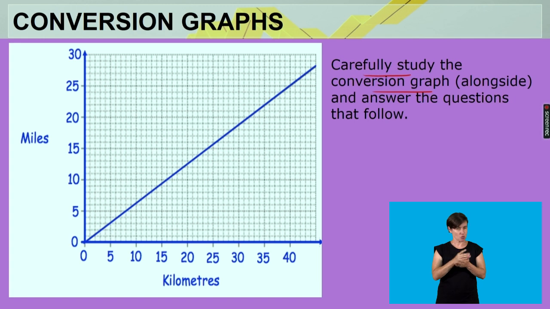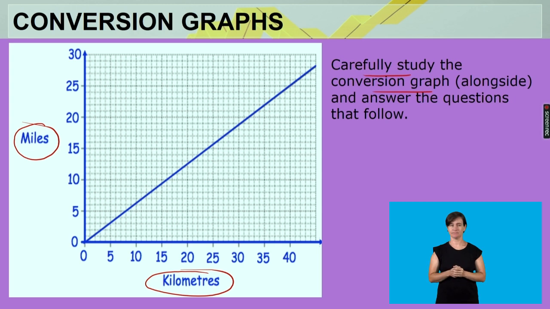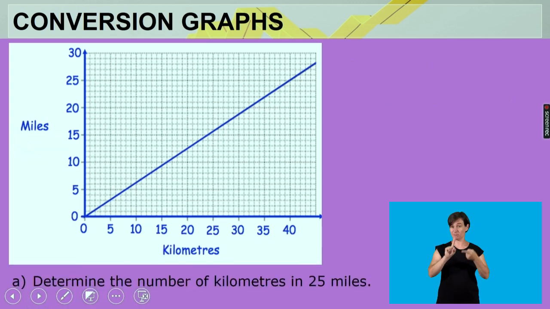Now here is our graph, and what I see is on my y-axis I have miles, and on my x-axis, my independent variable, is kilometers. I can also see there's basically a straight line presented. So we are working with miles and kilometers. Those are the two units we will do conversions with. Let's look at our first question. Question 1a says, determine the number of kilometers in 25 miles.